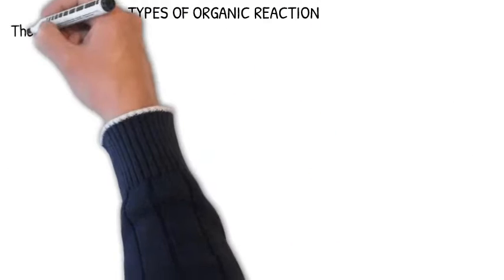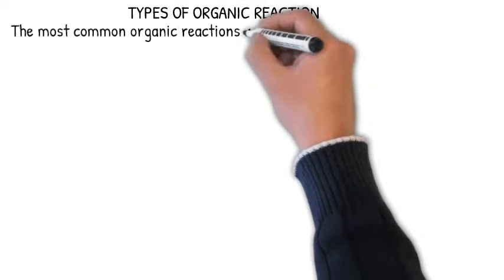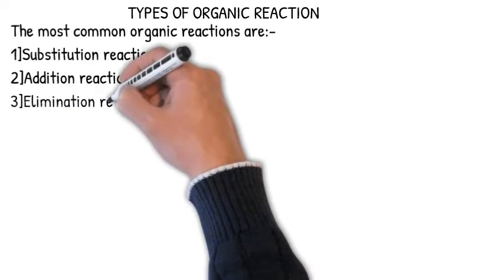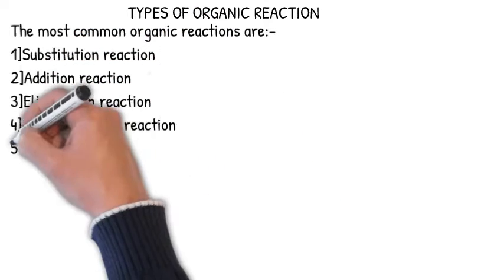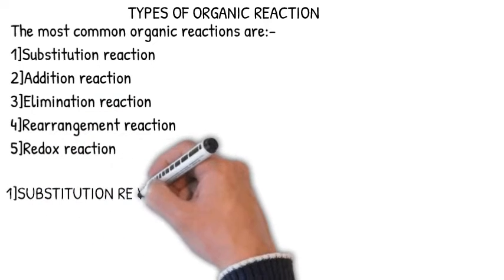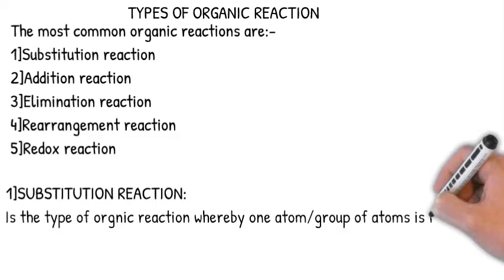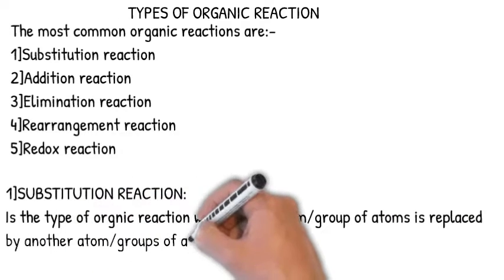Types of organic reaction. The most common organic reactions are substitution reaction, addition reaction, elimination reaction, rearrangement reaction, and redox reaction. Substitution reaction is a type of organic reaction whereby one atom or group of atoms is replaced by another atom or group of atoms.